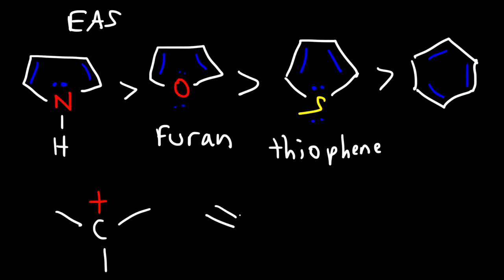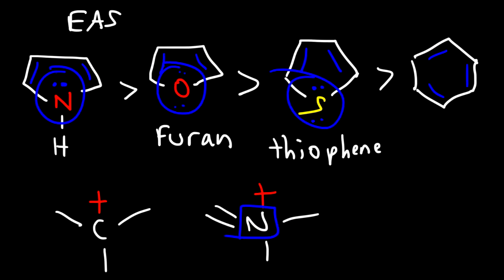Whereas if you put a positive charge on a nitrogen, even though nitrogen is more electronegative, it obeys the octet rule. And therefore, it is better to put a positive charge on these elements rather than carbon, because those elements will obey the octet rule, whereas carbon will not. And so that's why they're more reactive in an EAS reaction, because they can stabilize the positive charge better than carbon by obeying the octet rule.